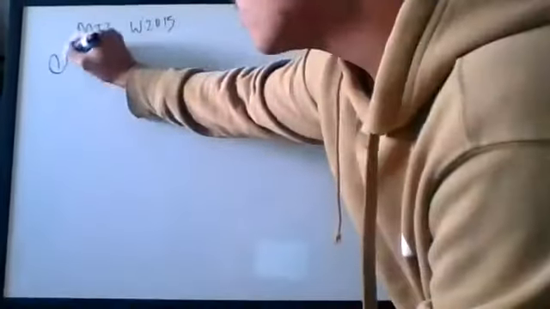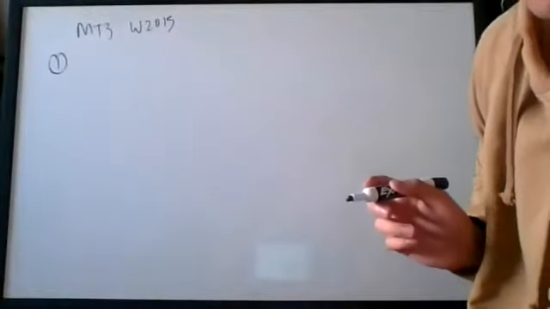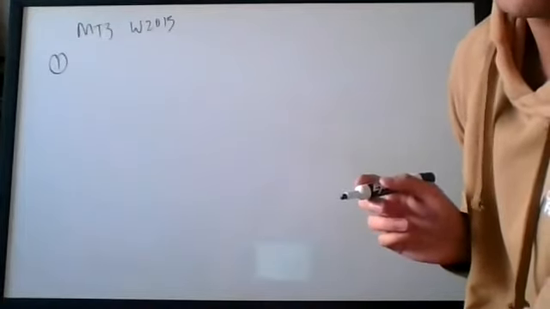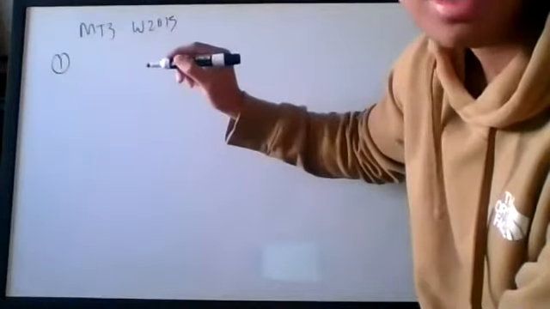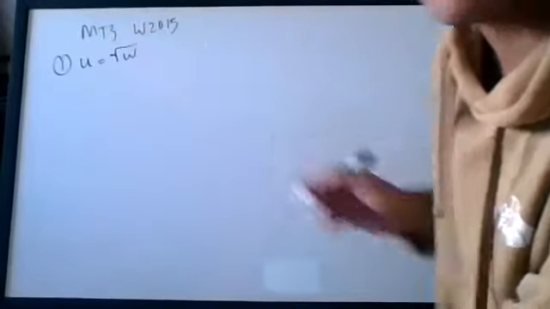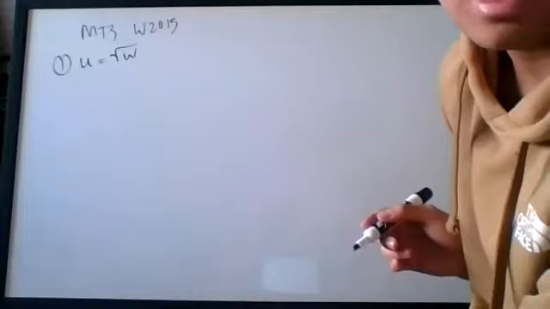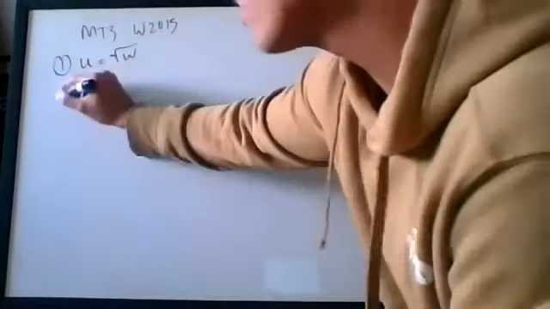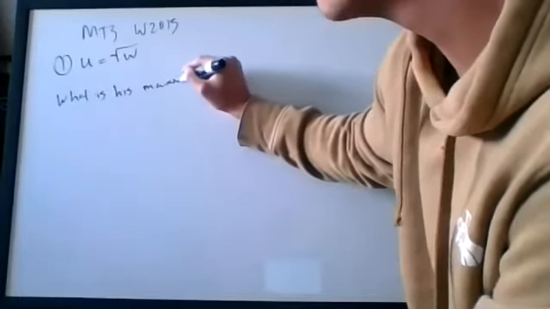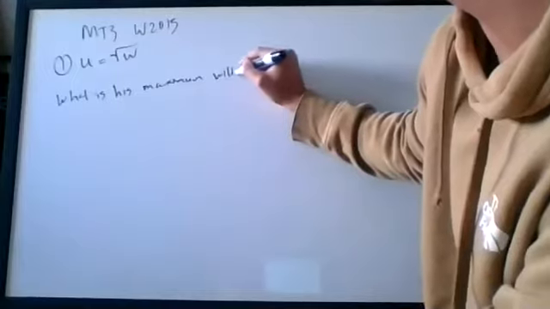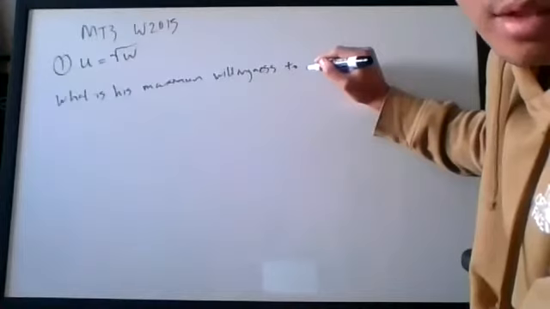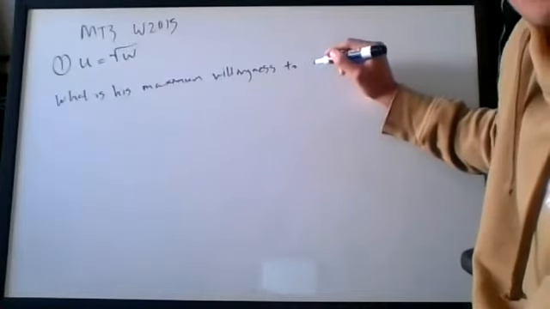So this is an expected utility question. You guys can read the problem on your own, but basically Robert's utility is equal to the square root of wealth. And we want to say, what is his maximum willingness to insure?